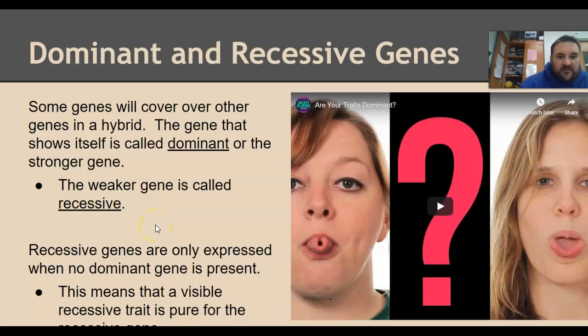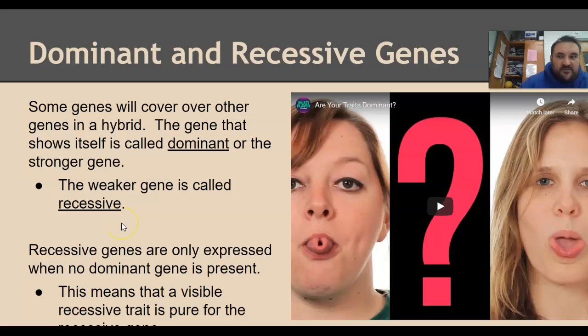Some genes will cover over other genes when they are in a heterozygous, or what we call a hybrid. Those are dominant. Dominant are stronger. They're going to overpower the recessive gene. Recessive is weak. It only shows up when there are two recessives there.